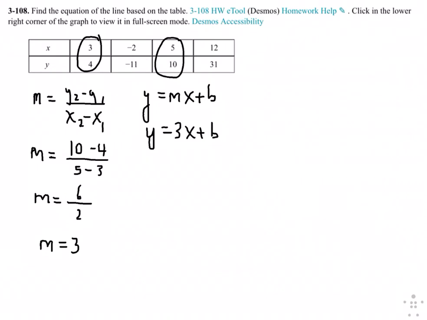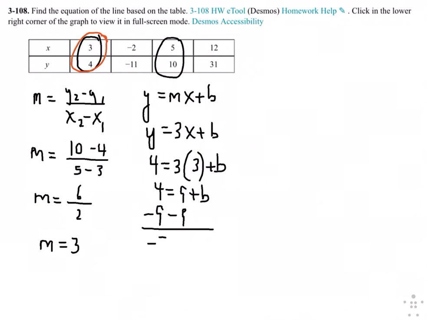And then we can take any of the points up there and substitute in for x and y. So I'll just pick this point, right? So x is 3 and y is 4. So 4 equals 3 times 3, plus b. So 4 equals 9 plus b. We subtract 9 from both sides, and we get negative 5 equals b. So b equals negative 5.